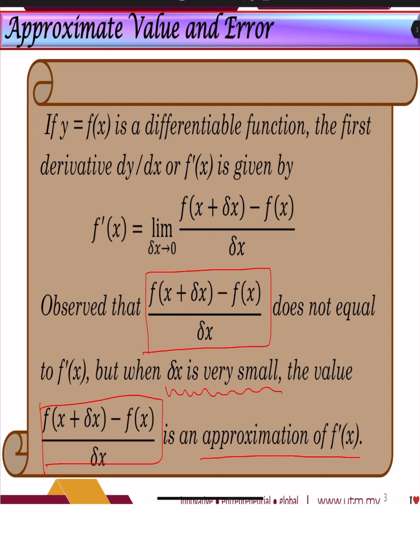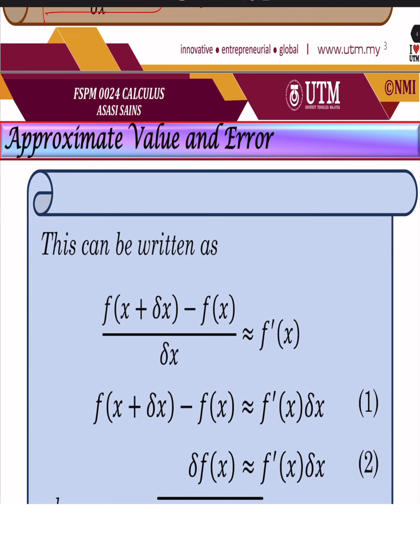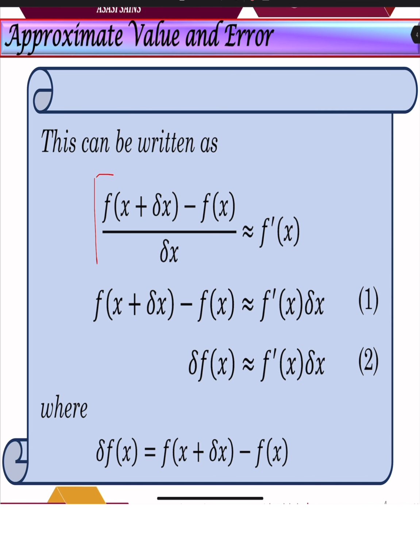So when delta x is a very small number, we can equate that as an approximation of f prime. Therefore we can write this formula. If we have a very small delta x, then f prime is approximately equal to f(x plus delta x) minus f(x) over delta x. If we rearrange, bringing delta x to the right hand side, we obtain this value, where we can simplify it further.